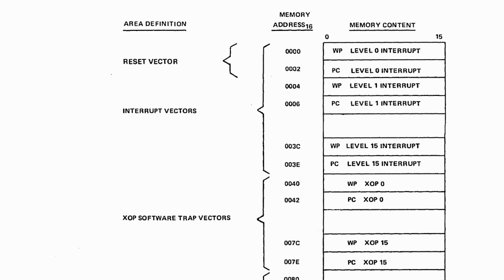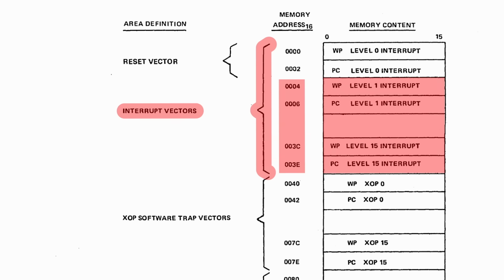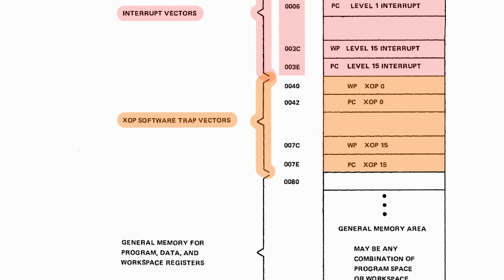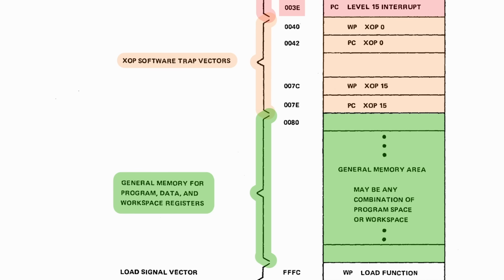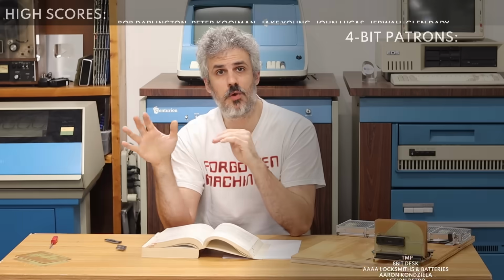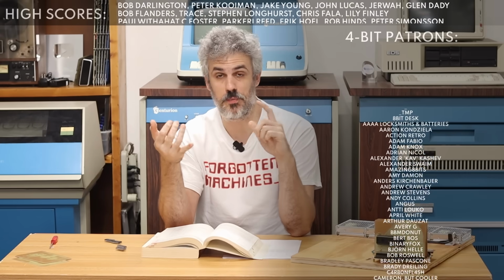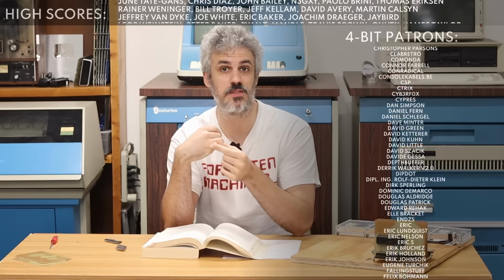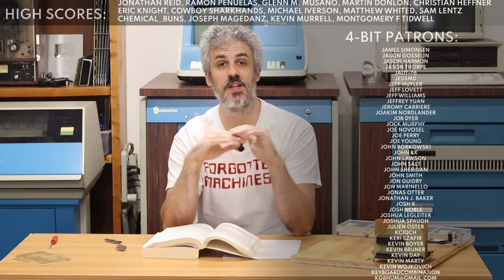If we go back to the previous page, we can see that after the reset vector is a whole bunch of interrupt vectors, and then we have a bunch of software trap vectors all the way up to 007E, and then we get into the general memory for program, data, and workspace registers. Now the memory from 0080 on is really flexible. We can make this read-only memory so that we do specific things when we get to those locations in the memory address, or we can make this random access memory so we can temporarily store things and change them there. We have a lot of flexibility.